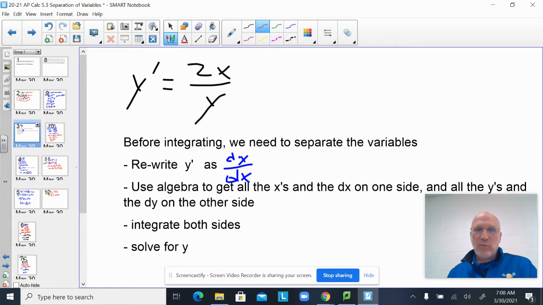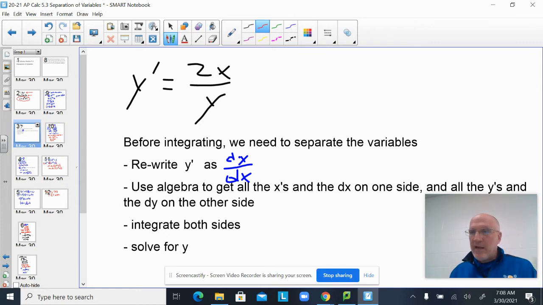And here's kind of the process we're going to follow. It says before integrating, we need to separate the variables. First, we're going to rewrite where it says y prime. I know that you know that an equivalent form to y prime is dy dx. We're going to write it as dy dx because then I can algebraically separate the dy and the dx. Then we're going to do some algebra, and we're going to get all the x's and the dx on one side of the equation and all of the y's and the dy's on the other side. That's the separating the variables portion.